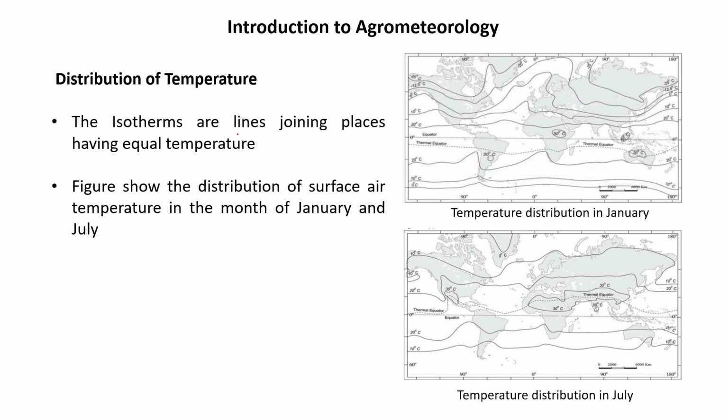The isotherms are the lines joining places having equal temperature. This is very, very important. So these two figures show the distribution of the surface air temperature. Here we record the surface air temperature of that particular place. And when we get the same temperature, we join the places, then we draw the line over the globe or the map, and then we get these isotherms, right?